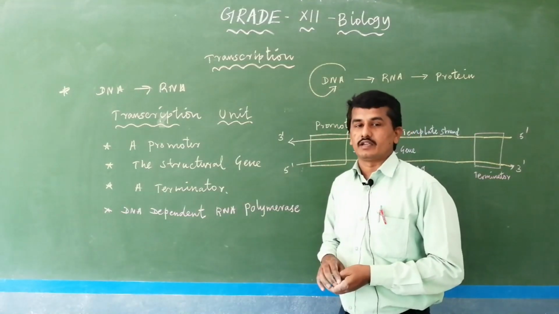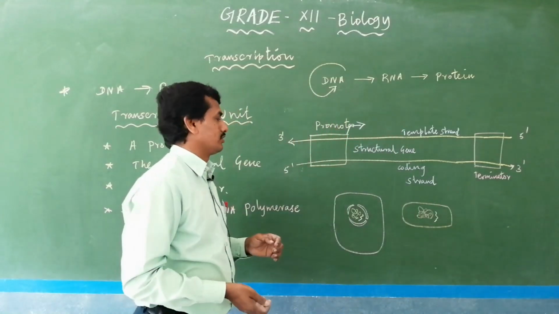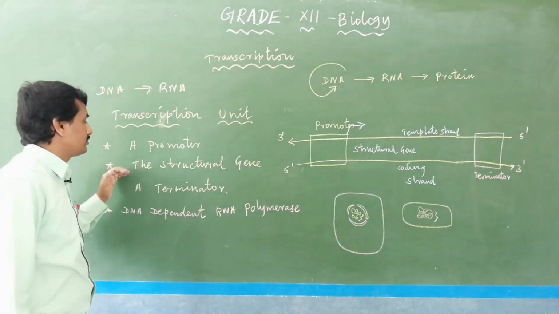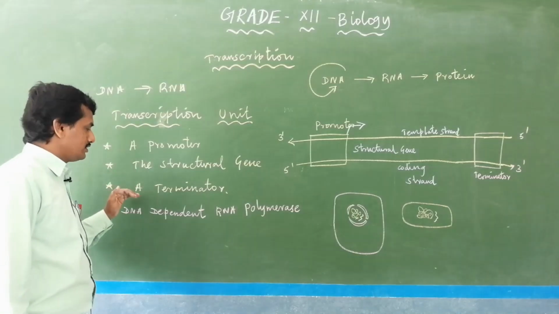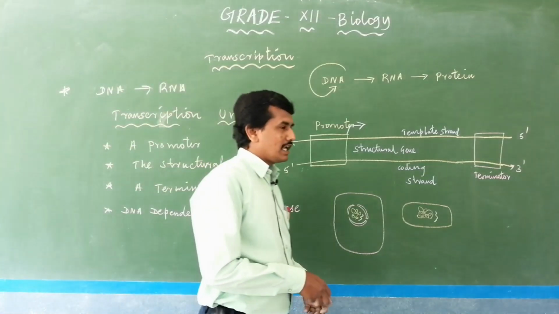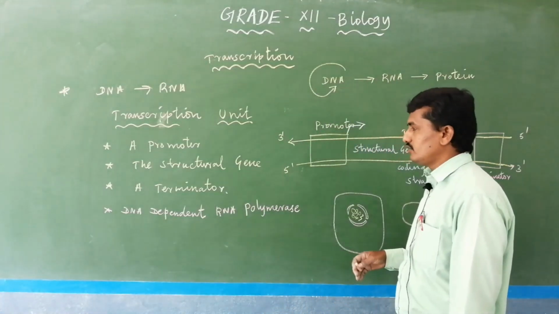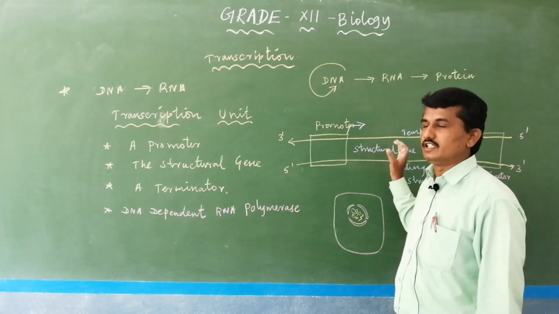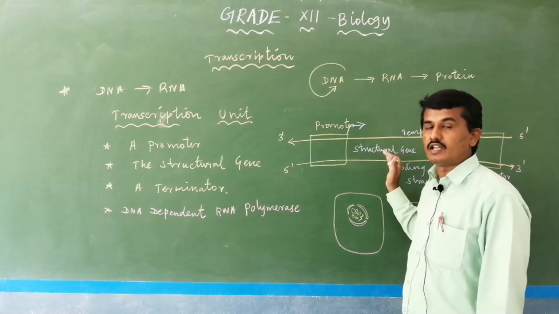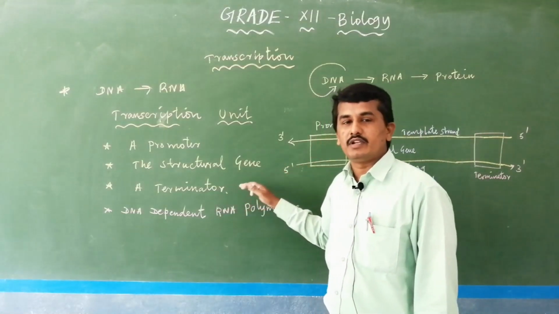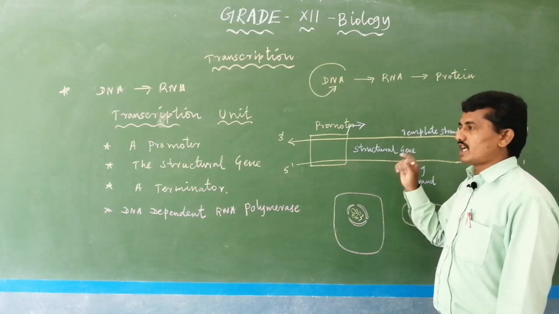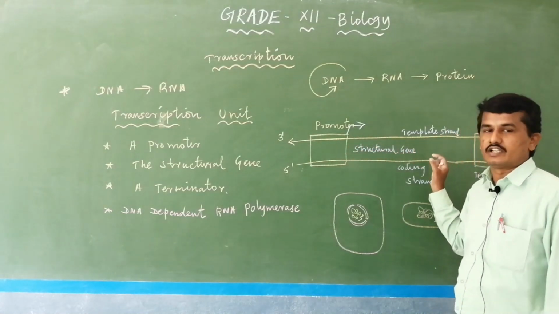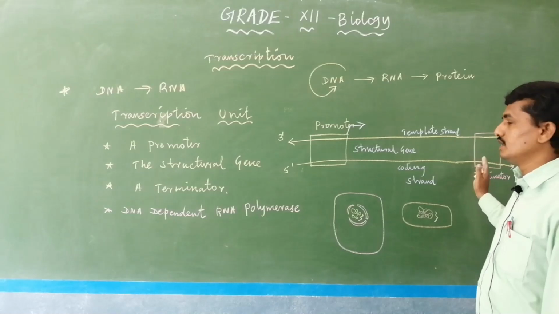How does transcription take place? What are all the events inside the transcription process? Transcription has three parts: a promoter, a structural gene and a terminator. The promoter promotes the transcription, and the structural gene is the gene being elongated. A gene is a segment of DNA. The terminator is the end of transcription. So transcription starts in the promoter region, proceeds through the structural gene region, and terminates in the terminator region.